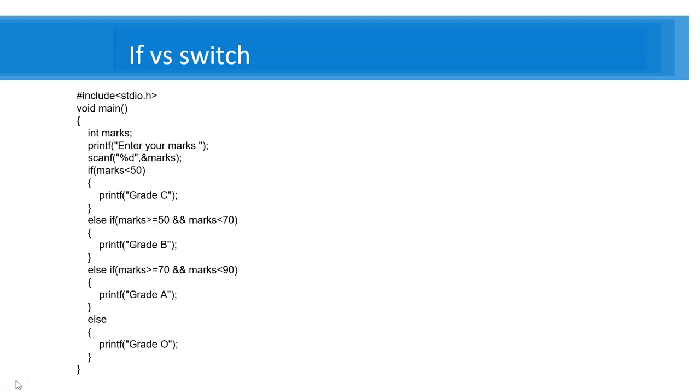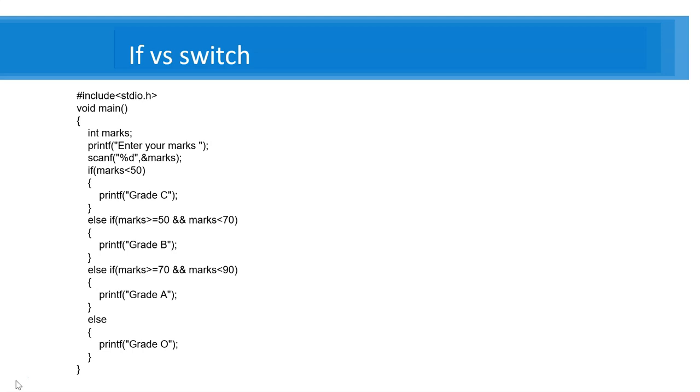So if you look at it, we are getting marks. Based on the marks, if it is less than 50, it is grade C. If it is 50 to 70, it is grade B. If it is greater than 70 to 90, it is grade A. Else it is grade O. When you look at this question, there is a range, right? 50 to 70, 70 to 90.